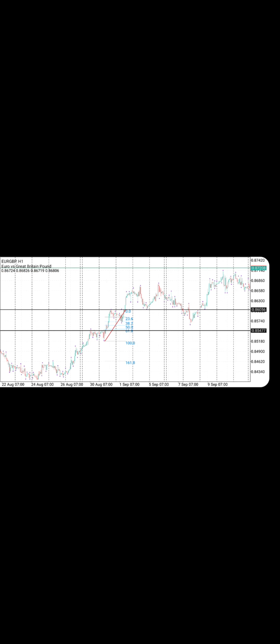We have seen an example of flags, right? I think many pennants, many pennants.